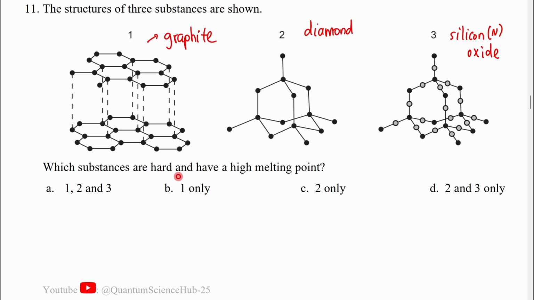So the question here: which substances are hard and have a high melting point? The answer is diamond and silicon 4 oxide. So the correct answer here is D.